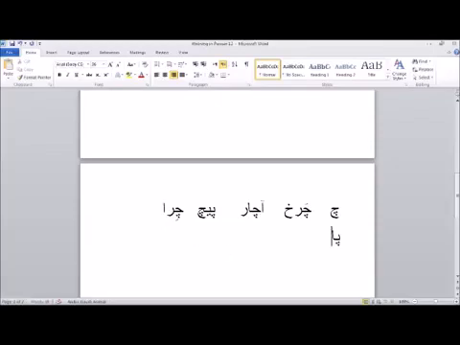P, A, R, Ch, E, parche. Parche means cloth, C-L-O-T-H. Now, P with 3 dots, connective, A, non-connective, Re, non-connective, Che, connective, and this one is attached. It's that A we learned earlier, and that was parche. Okay, that's parche, means cloth.